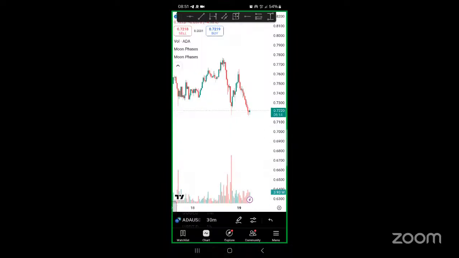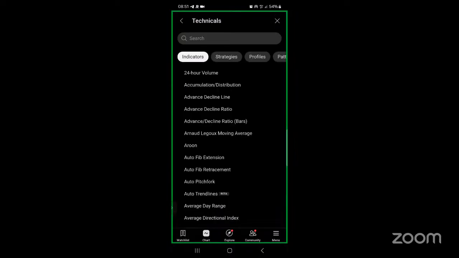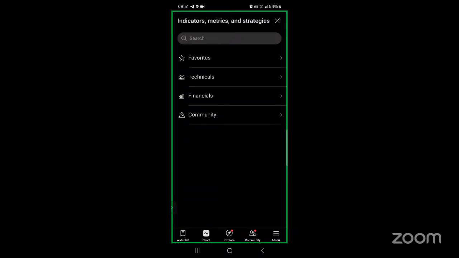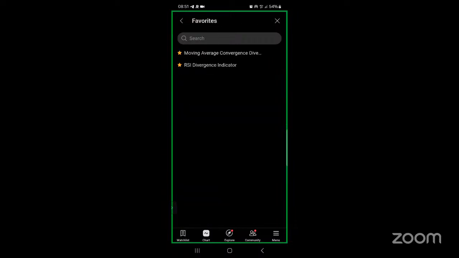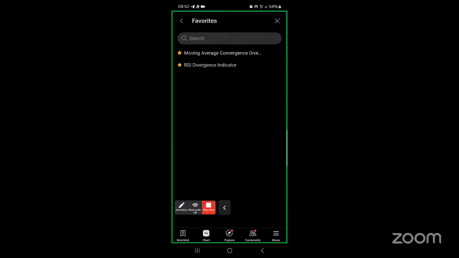Okay, so I'm not going to stress myself. It is already here in my favorites. If it was not in your favorites, you just long press it. I think you can see on my favorites, I have two indicators, RSI and the MACD. So we'll tap on MACD.